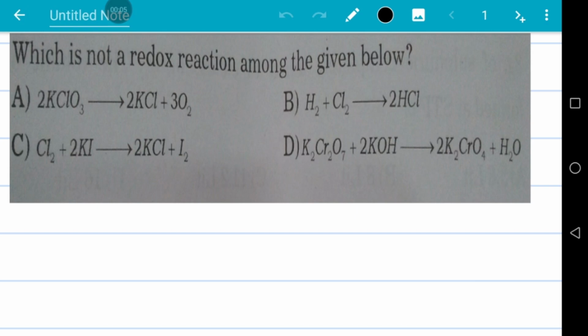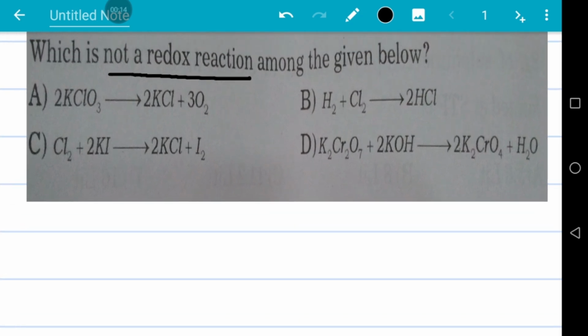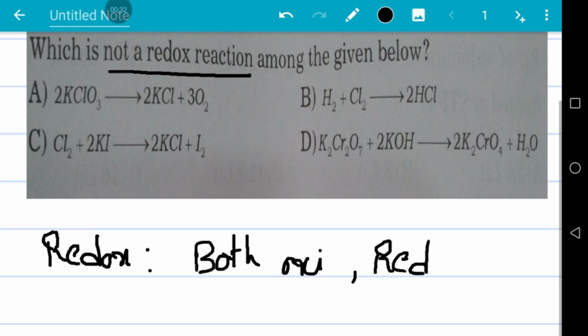Today's question is: which is not a redox reaction among the given options? First of all, coming to redox reactions: what is a redox reaction? A redox reaction means a reaction in which both oxidation and reduction take place.